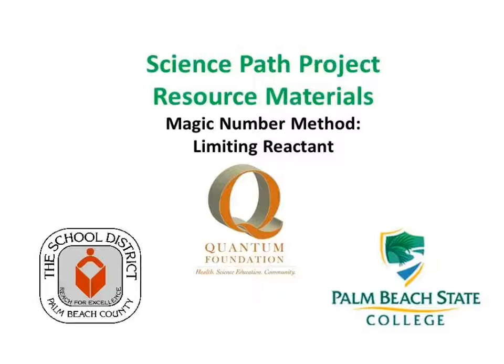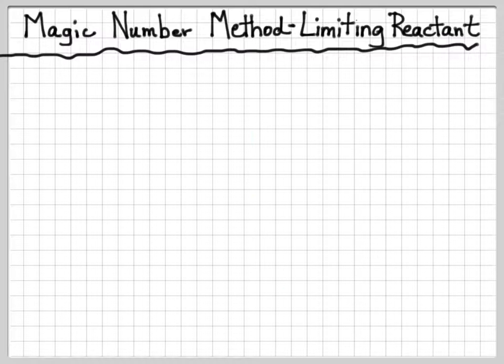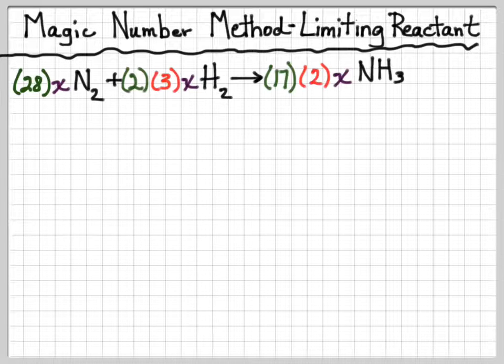This is the second video on the magic number method. It's going to teach you how to do limiting reactant problems. I'm going to use the same equation that I used in the first video. Nitrogen and hydrogen combine to form ammonia.